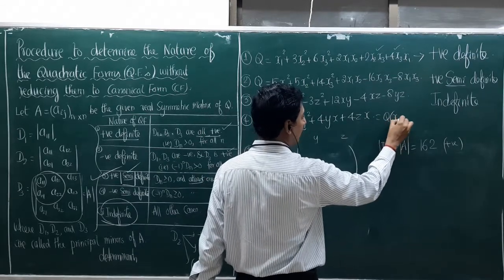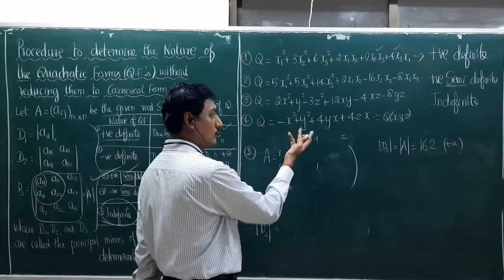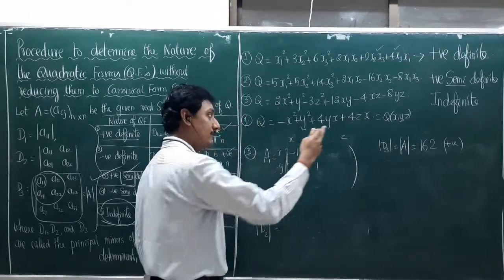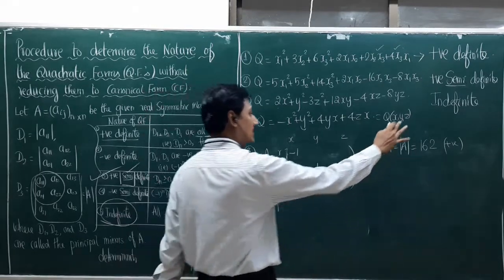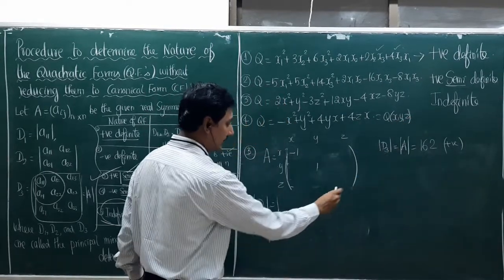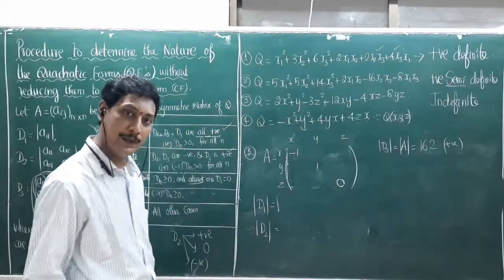Q of x comma y comma z. Suppose this z is not there, you may assume that it's a 2 by 2 matrix, but here z is present. So it means that the three variables are there, x, y, z. So what will be the z squared? 0, because there is no z squared appearing in the given quadratic form, so it is 0.